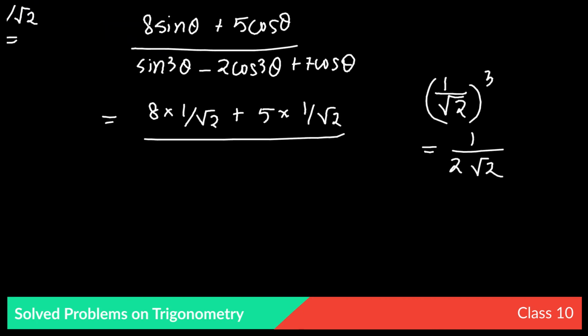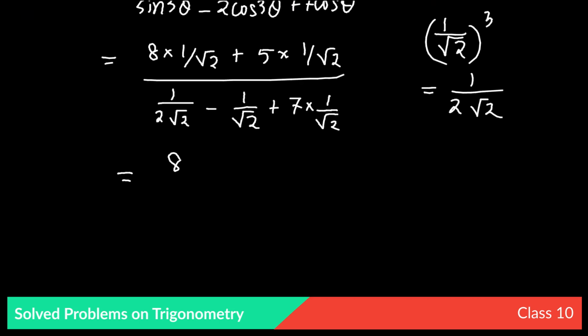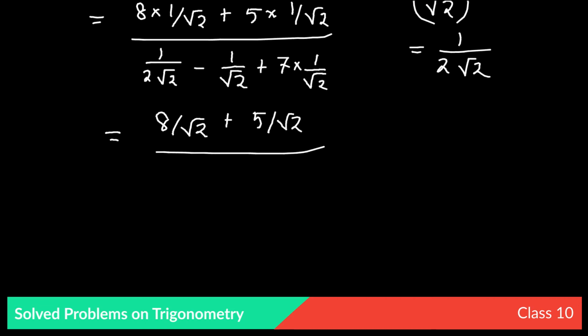Okay, so we can write instead of sin cube theta, 1 by 2 root 2, minus 2 into cos cube theta. That means 2 into 1 by 2 root 2. So 2 into 1 by 2 root 2 means the 2 is cancelled, so it is only 1 by root 2. Okay, plus 7 into 1 by root 2. So it is 8 by root 2 plus 5 by root 2, over 1 by 2 root 2 minus 1 by root 2 plus 7 by root 2.